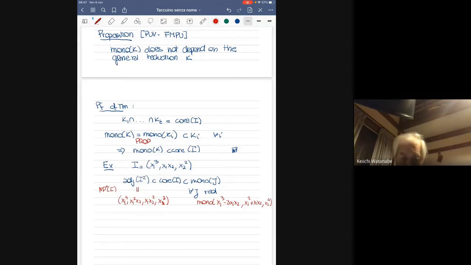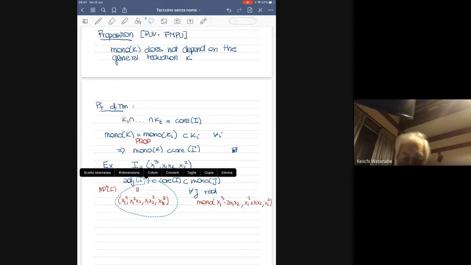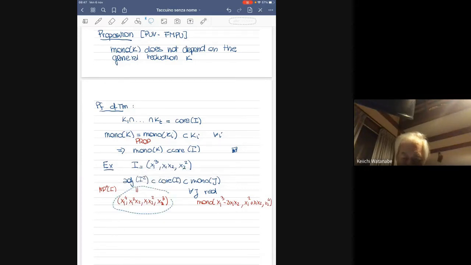And when you compute the adjoint of this J, and you can check this just with a computer, you get exactly the same ideal here. This is equal to this. So the core is sandwiched in between these two ideals, which are equal, so the core has to be one of them. You could even compute the adjoint of the general reduction using Macaulay2 and that would have done it, but I wanted to do it here in general for you.